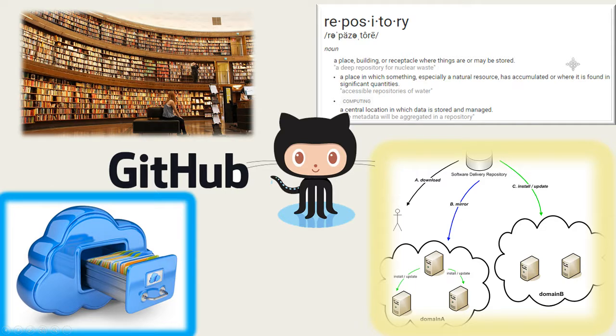And a repository is just a place or a receptacle where things are stored, and our GitHub repository is going to be in the cloud. So if we look at this diagram down in the corner, we can see that this software delivery repository could be thought of as our GitHub repository. It's out there in the cloud, and we're going to be sending that software to multiple different computers. We want to send it to computers over here on domain A and computers over here on domain B.